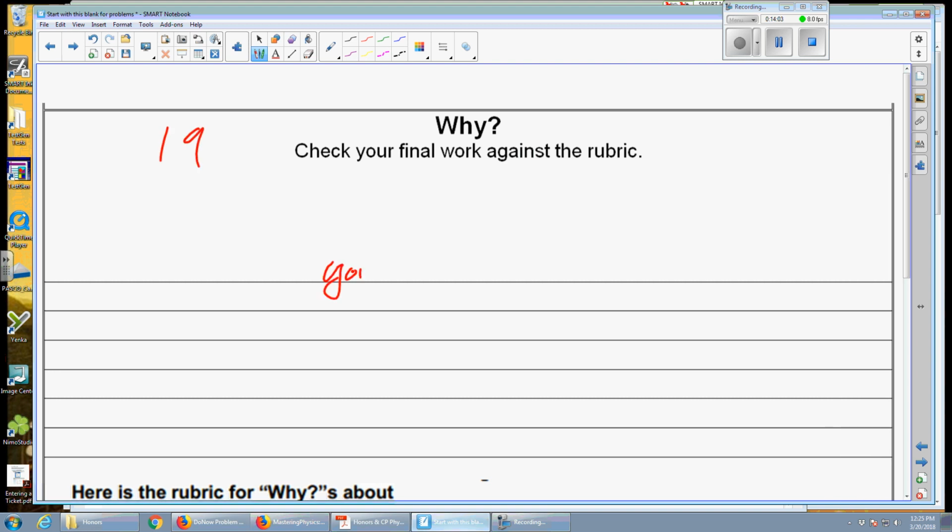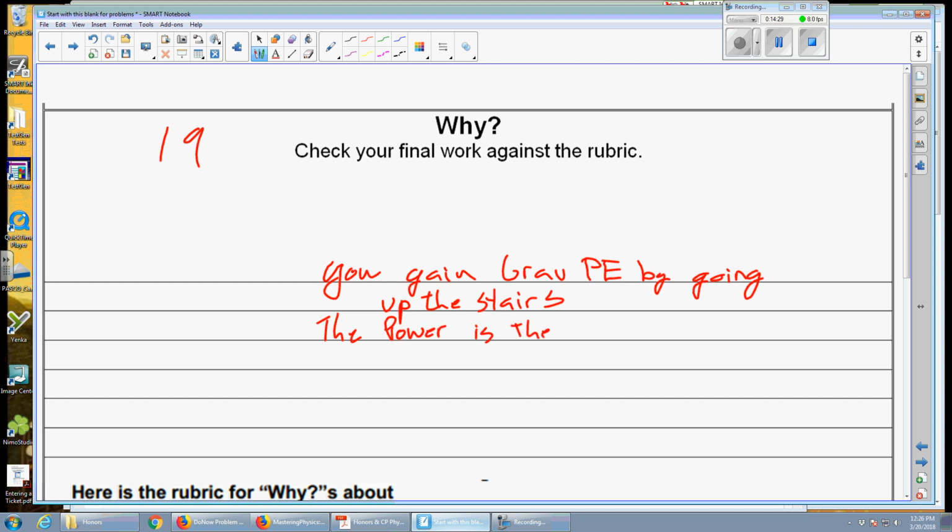Right? You gain gravitational potential energy by going up the stairs. The power is the rate you gain energy.